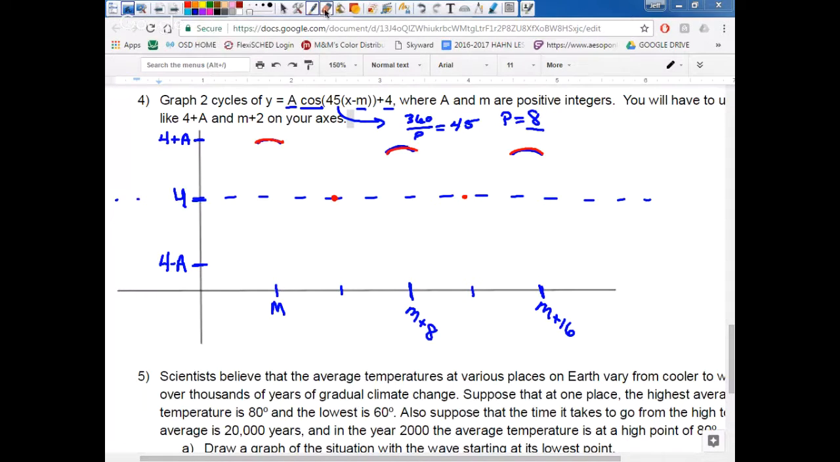No, sorry, I messed that up on you guys. Midway between two peaks, you're at a valley. Here, you're going to be at a valley here, and a valley here. Then midway between the valley and the peak, you're going to be at a midline. You're going to be at a midline here, here and here. I'm just trying to get those targets done. So now I can draw my graph.